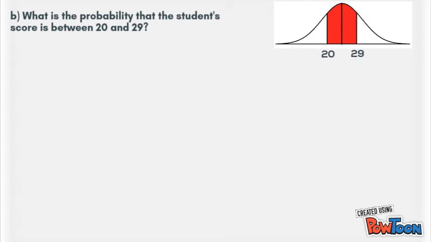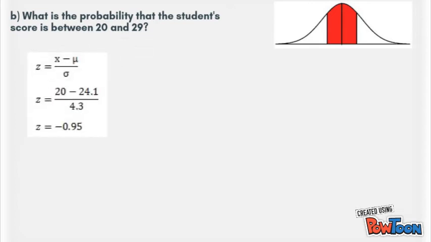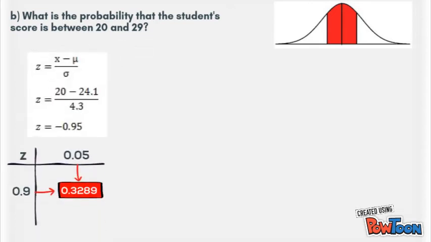For the second question, we are going to find the probability that the student's score is between 20 and 29. Same as what we did in the first question, we are going to solve first for the z-scores of 20 and 29. Since we already know the z-score of 20, which is negative 0.95, and its probability, 0.3289, what we're going to solve is the z-score of 29.